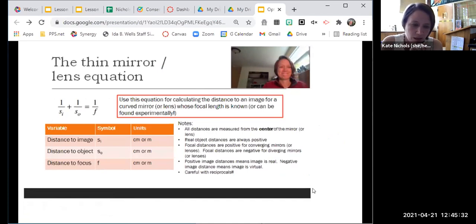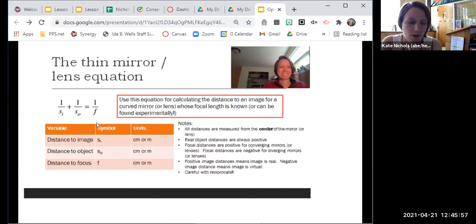But the units, incidentally, our SI unit in physics is meters. But for mirrors and lenses, usually we're not talking about meters because these things are really small. So it actually doesn't matter what units you use as long as you're consistent. You use the same units for all three. So you don't have to convert centimeters into meters if you don't want to, as long as you use centimeters for all three, you're fine.